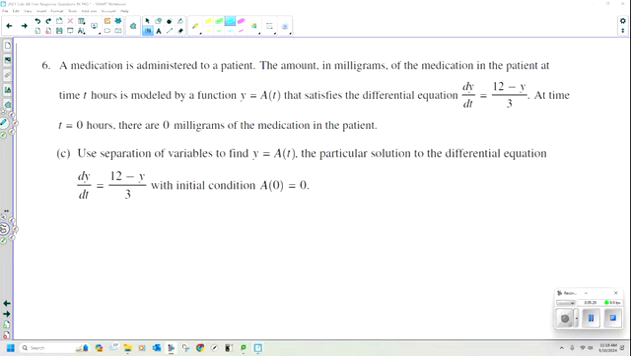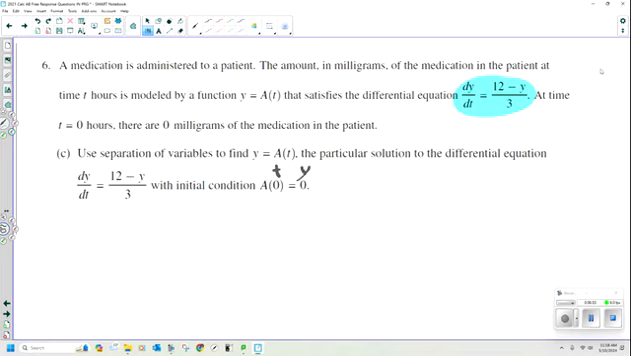Call me a math nerd, but I love separable differential equations. And once I saw this, I just knew we were going to have to get that y and dy alone and get the dt on the other side. It works beautifully. Part C reads, use separation of variables to find y equals A of t, the particular solution to the differential equation dy/dt equals 12 minus y over 3 with the initial condition. This is where it gets important. When time is 0, my output, y, is 0.